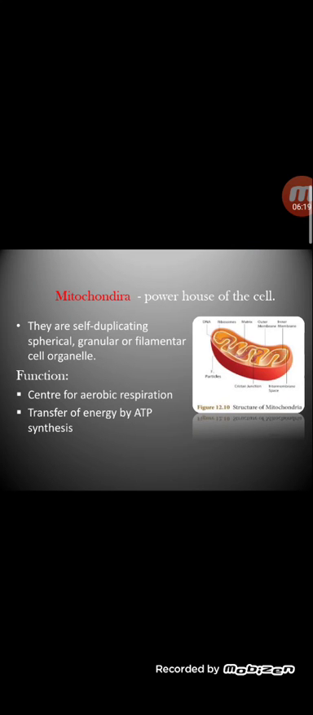Next organelle, mitochondria. So we know mitochondria is the powerhouse of the cell because it provides energy for all cell activities. It is a self-duplicating spherical, granular or filamentary cell organelle. And the function of mitochondria is that it is a center for aerobic respiration and transfer of energy by ATP synthesis.